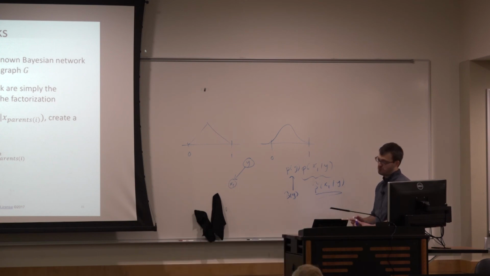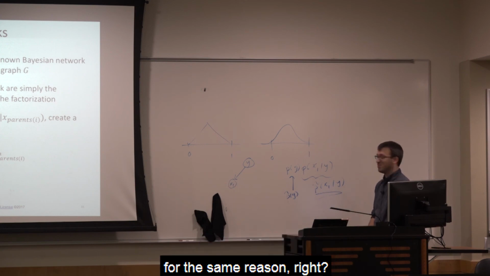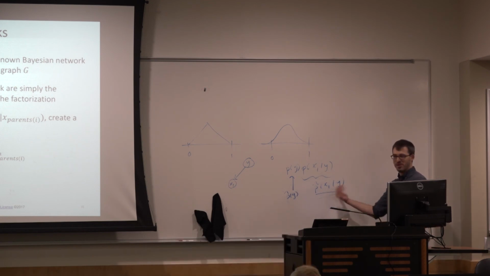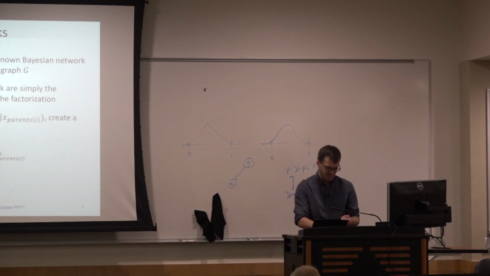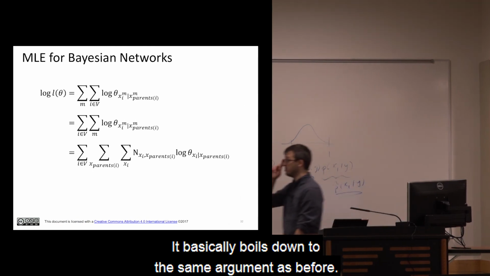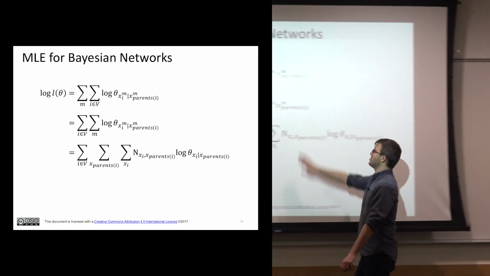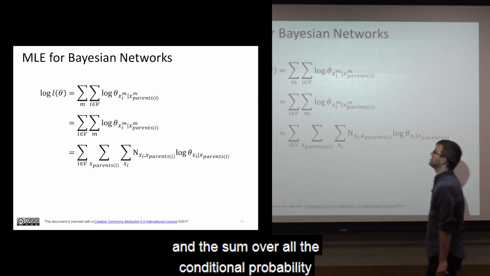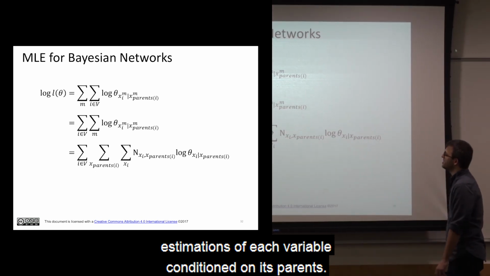And intuition should tell you it's basically this for the same reason. We're going to end up just counting up the number of times we saw things in certain configurations and dividing by the total number of configurations. Let's work it out, though. It's not very hard. It basically boils down to the same argument as before. So the log likelihood sums over all the data samples and the sum over all the conditional probability distributions of each variable conditioned on its parents.